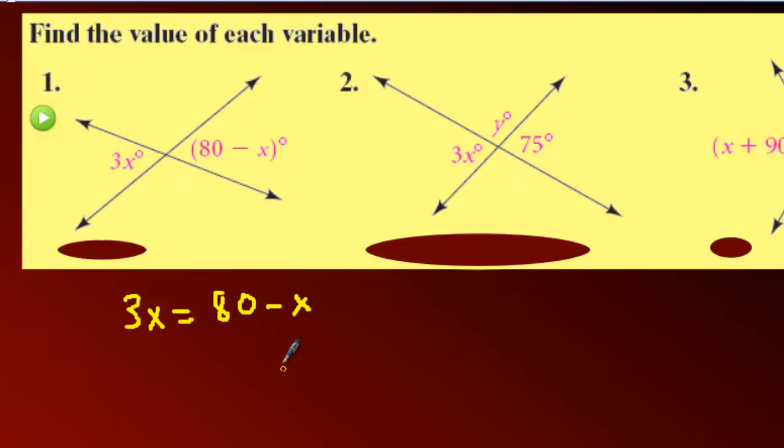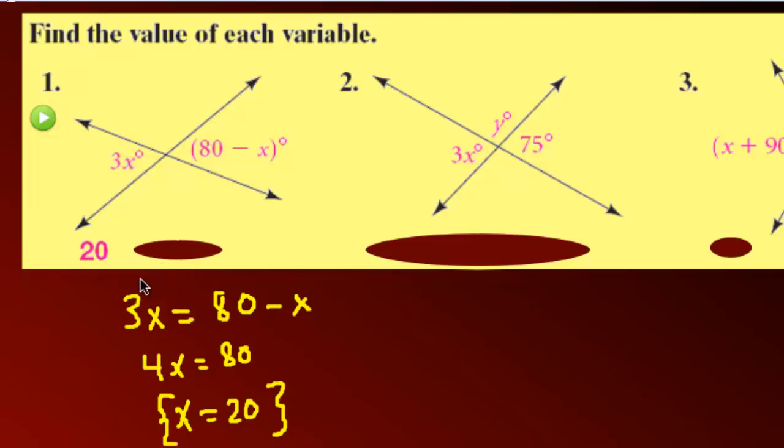Well, there's my equation. So now I can go ahead and solve this. I'm going to add x to both sides. 4x is equal to 80, and then divide by 4, so x is going to be equal to 20. And I always look at the instructions to make sure I've done what they ask. Find the value of each variable. That's all they ask me, so I can reveal the answer: x is 20.